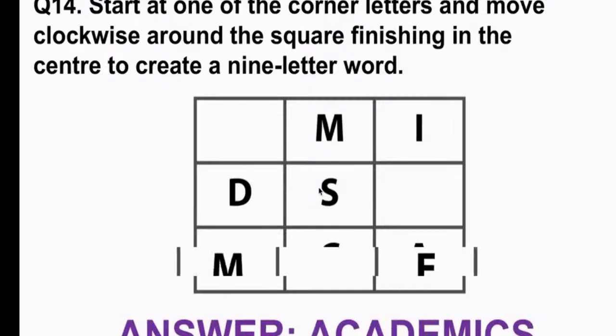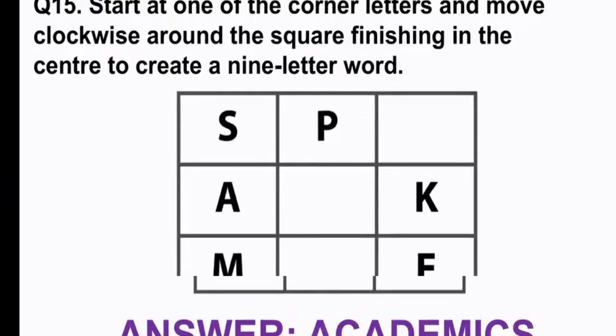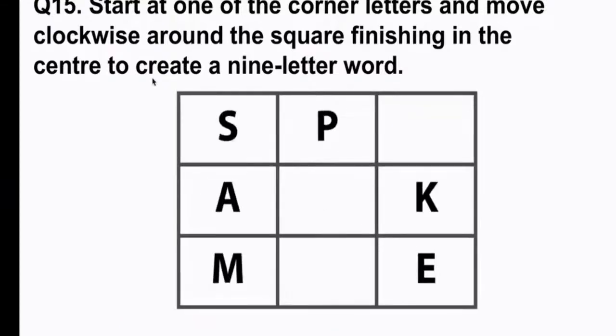Now you have a go at this one. Start at one of the corner letters and move clockwise around the square, finishing in the center to create a 9-letter word. So you can't start with P, K or A. You have to start with either S, E or M, or even a blank there. You could go blank, K, E, blank, M, etc. But you need to finish in the middle. So what is the answer to question 15?